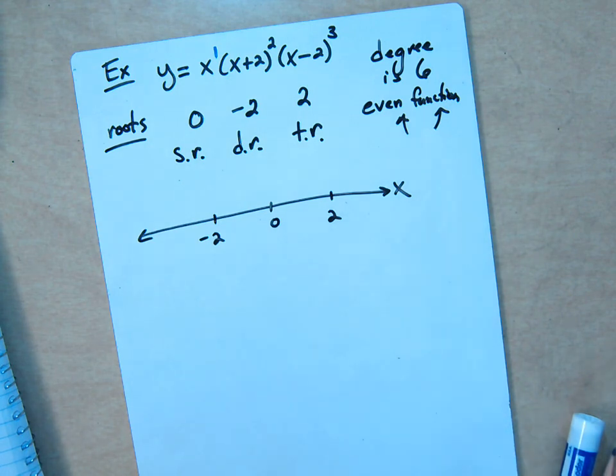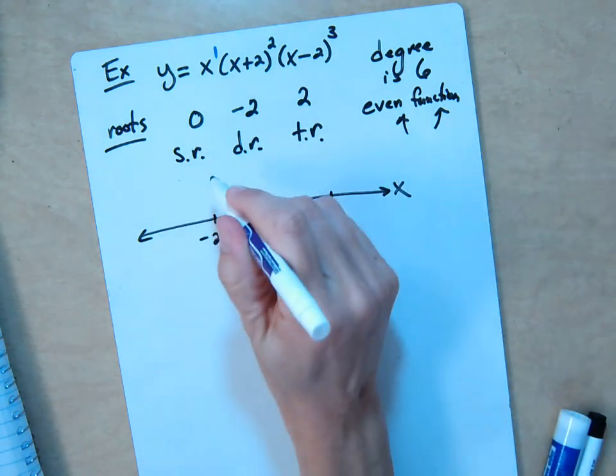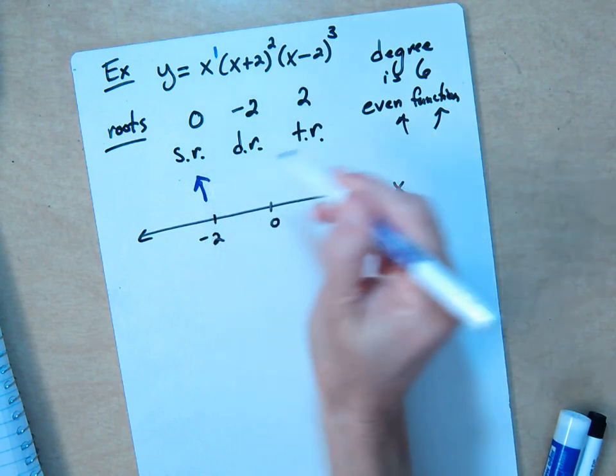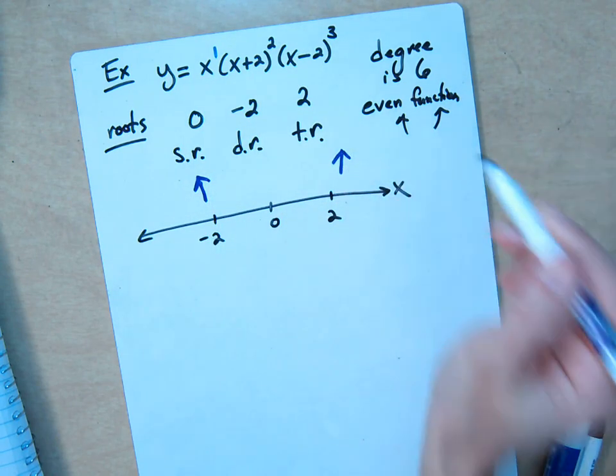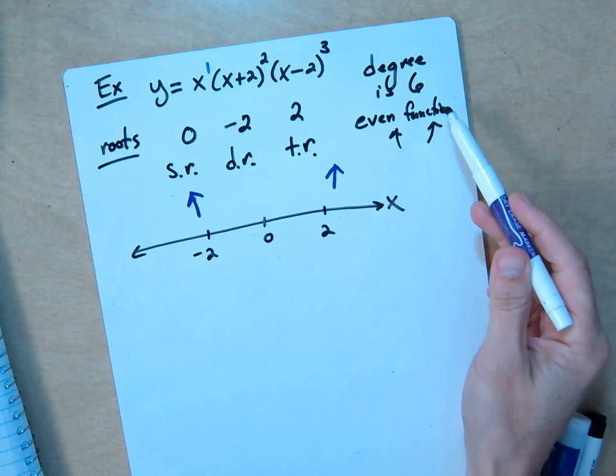Now we want to sketch it. So we just go like this. We know it starts up and ends up. So you put an up arrow here and an up arrow there because that's the end behavior, because it's an even function. It's degree 6.